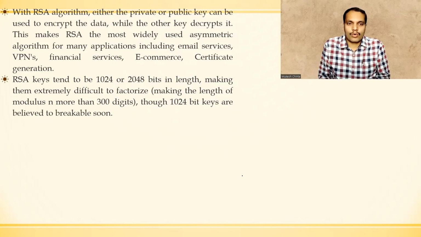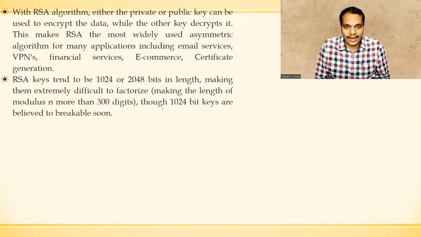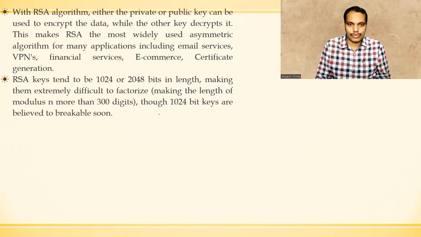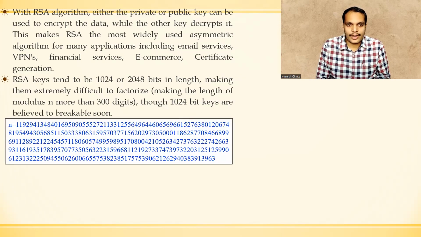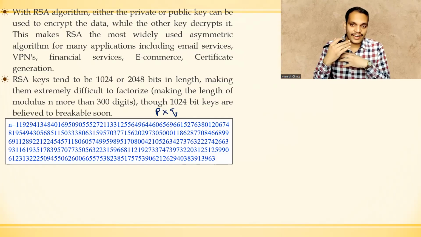RSA keys tend to be around 1024 or 2048 bits in length, making them extremely difficult to factorize. If you don't take my word for it, I'll simply show you an n value, which is a real value used in the practical world, and you can try to factor this out. This is the value of n, and if you are good enough, try to factor it into P and Q. If I give you P and Q, you can find out n. But if I give you n and I ask you to find out the value of P and Q, then it becomes really difficult to do that.